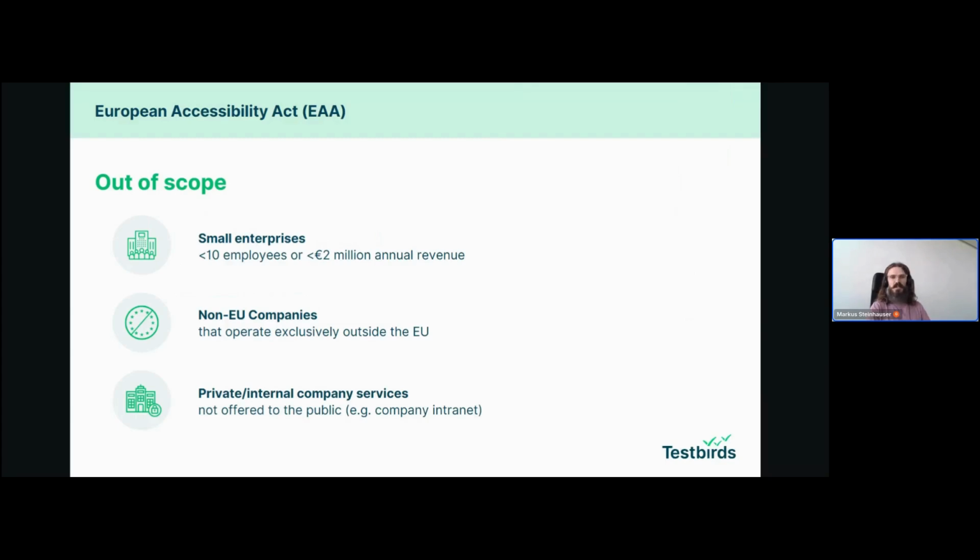But if you're a company that sits somewhere else, in the US or in Asia or wherever, and you do operate or offer services in the EU, it still applies to you, right? So it's the market principle that we also have for things like the GDPR, for example. And then there are also some exceptions when it comes to private internal services like intranets, for example, that are not currently covered by the EAA. Everything else is pretty much included.